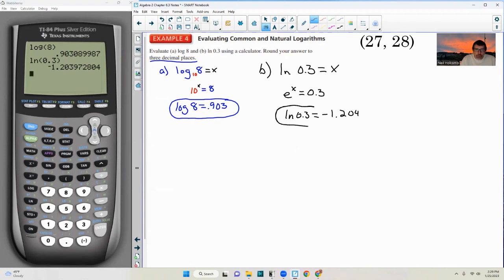Okay, so there is that. And there's one mistake I made. Hopefully you caught it while you were writing this. Whenever you're doing an approximation and rounding, it is not an equal sign, it's an approximation. So I need to fix that. So log base 10 of 8 is approximately 0.903, and the natural log of 0.3 is approximately negative 1.204. This is just simple plugging into your calculator. So now you should be able to do problem numbers 27 and 28.